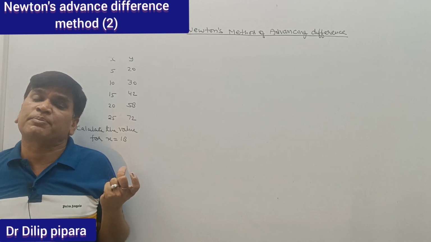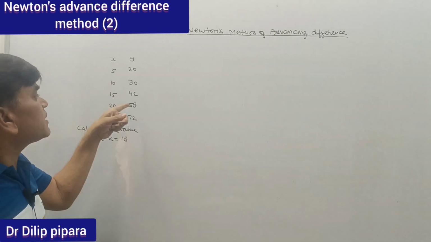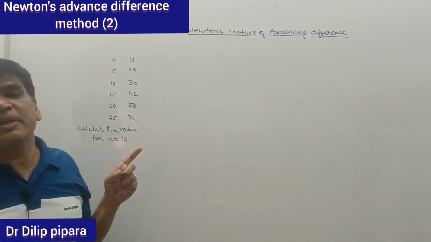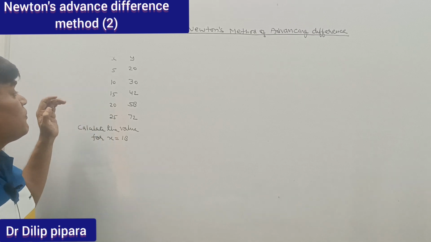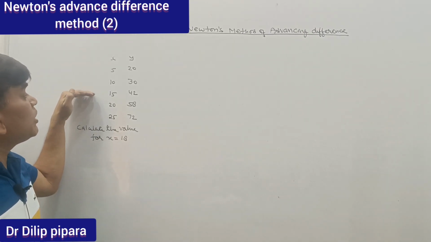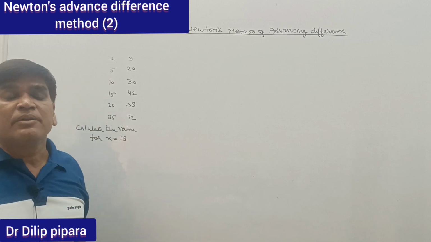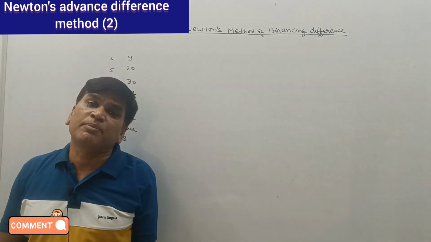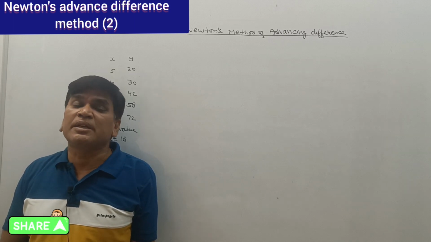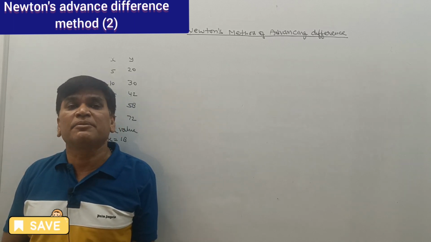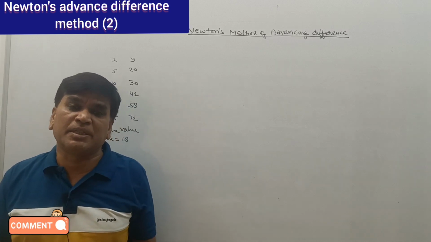It means if the value of 15 is not given, then we can interpolate it with the binomial expansion method. But if we want to calculate a value between 5 and 10, or 10 and 15, or 15 and 20, we cannot calculate it with the binomial expansion method. Then we have to use the Newton advanced difference method. We already discussed what the Newton advanced difference method is in our previous video.